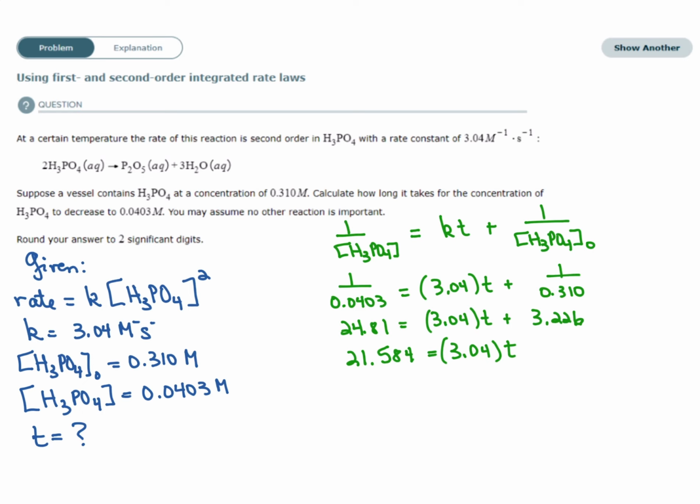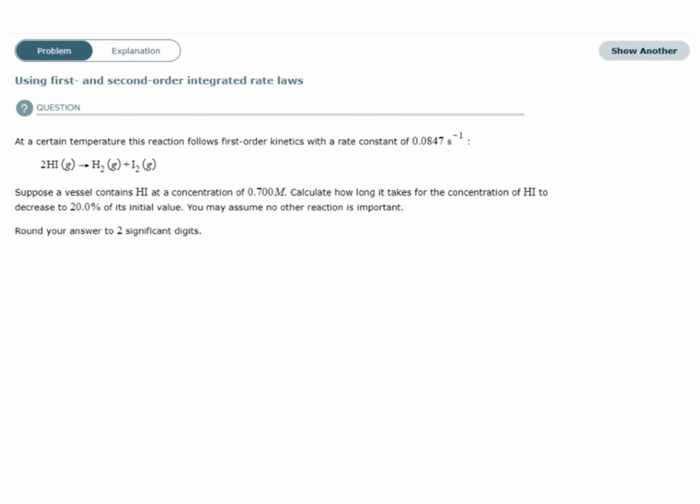And I'm not going to worry about sig figs until the very last step, so I take it out to a few more digits. I'm going to divide by 3.04 on both sides. I'm going to make sure my final answer is in 2 sig figs. So final answer is 7.1 seconds. So it takes 7.1 seconds to decrease my concentration. Let's take a look at another example.